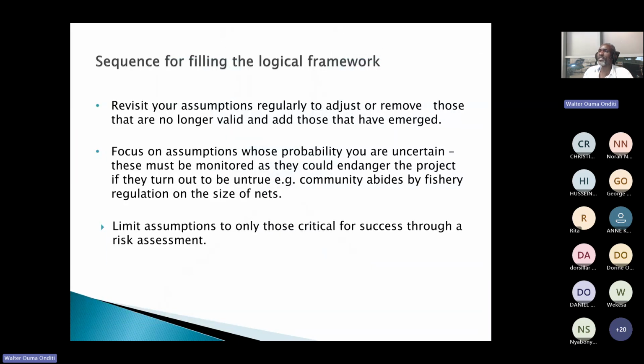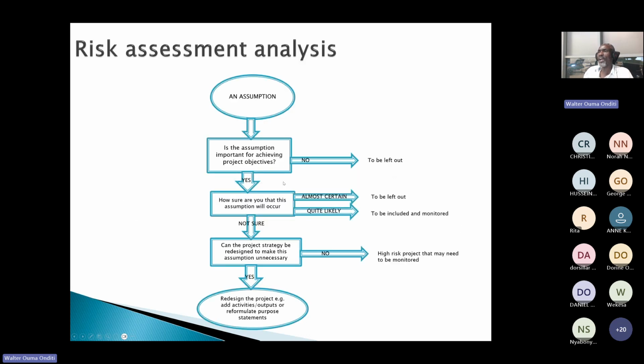Now, lastly, revisit your assumptions regularly to adjust or remove those that are no longer valid and add those that have emerged. Focus on assumptions whose probability you are uncertain about. These must be monitored as they could endanger the project. That's when you talk about project risk. Limit assumptions to only those critical for success through a risk assessment analysis in itself. And this is what you need to do within the risk analysis.